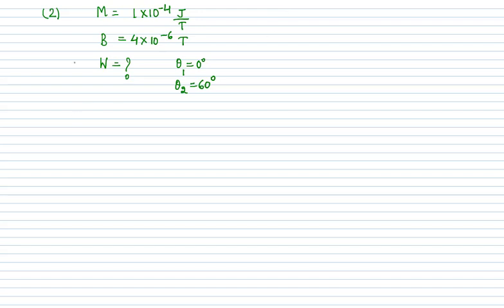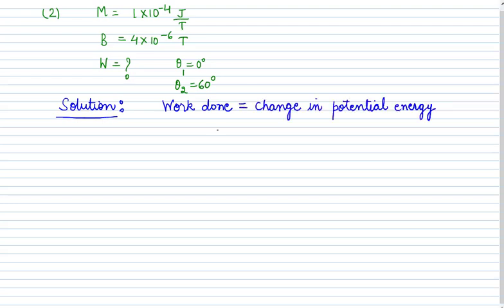Now let us quickly move to the solution. Whenever we have to calculate the work done, it is always equal to the change in potential energy. So the work done is always equal to minus mB cos theta. This is the formula for the work done whenever we are moving a bar magnet in an external magnetic field, and here the work is done by an external agency, so we have to use a negative sign. Always remember this negative sign is because the work is done by some external agency, right?